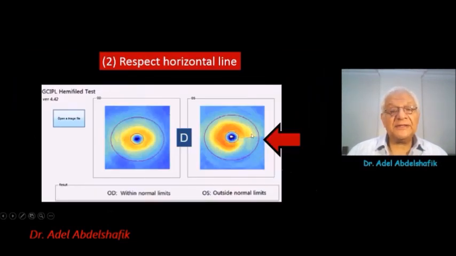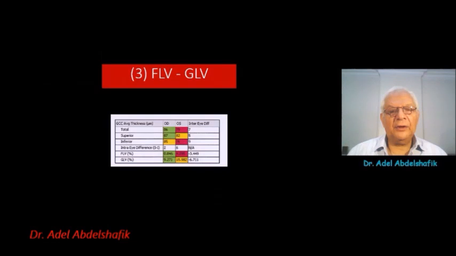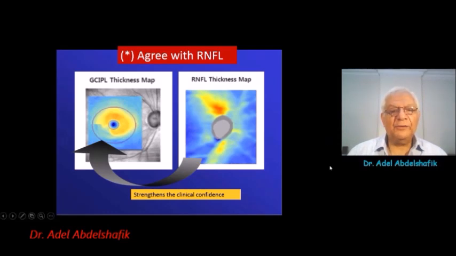Again, when this thinning respects the horizontal line, then we are more certain of the diagnosis of glaucoma. In the OptiVue, if the factor of the loss variance, focal loss variance or global loss variance of the ganglion cells on the macula are abnormal, then the diagnosis of glaucoma is more likely. Again, if you find changes in the ganglion cells are going on similar to changes in the peripapillary nerve fiber layer, then you are more certain of the diagnosis.